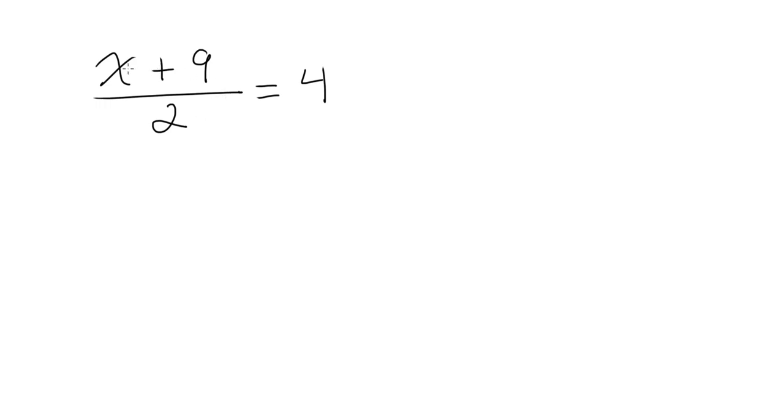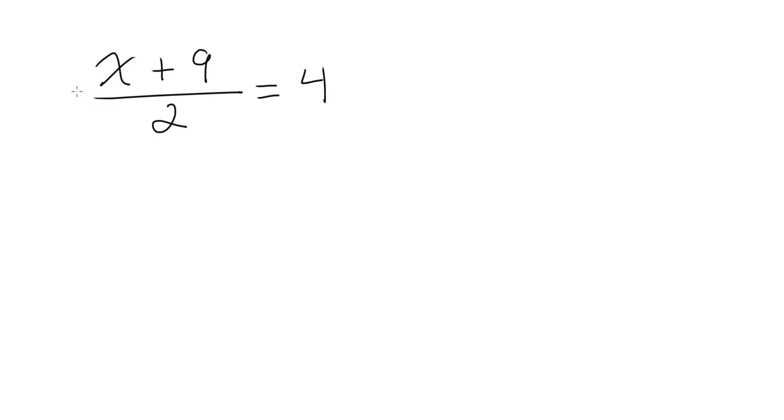And that's because the x plus 9 is the numerator of this fraction. And since it's the numerator of this fraction, we can't get at that plus 9 to get rid of it until we undo this being a fraction. So how do we undo this fraction? We have to get rid of the denominator. And so what is 2 doing to x plus 9? It's dividing it, right?